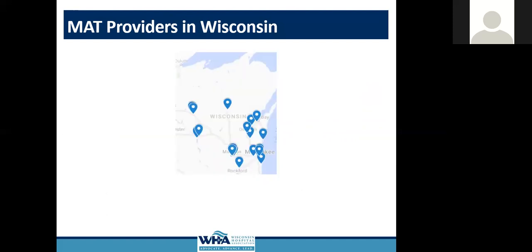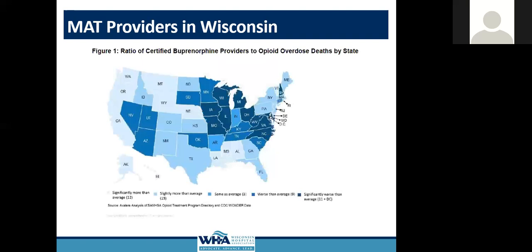If you look specifically, the north, central, and northwest regions of the state are probably our biggest need areas right here. This second map shows our ratio of X-waivered providers compared to opioid overdoses as compared to other states. So the darkest blue regions here represent the greatest shortage of X-waivered providers. And Wisconsin, unfortunately, remains one of the 11 deep, dark blue states, suffering from a critical buprenorphine provider shortage.